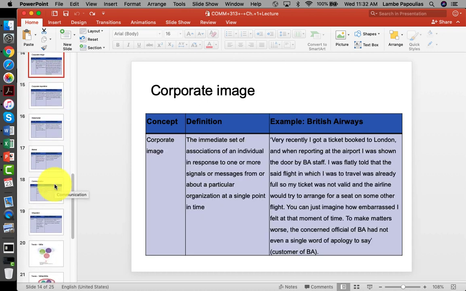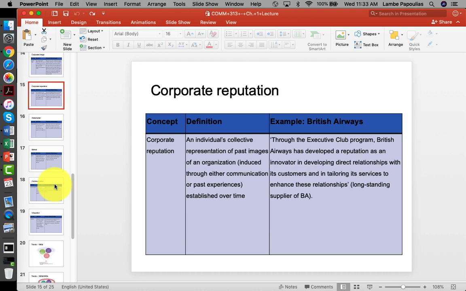Corporate image, what kind of image does the organization want to receive? This is the immediate set of associations of an individual in response to one or more signals or messages from or about a particular organization at a single point of time. So when you see the Apple logo or an Apple store, you have an image of this corporation. These are the types of images that organizations want to show to their customers, positive images, where people say, hey, this is a corporation that I follow, I like, and I purchase from.